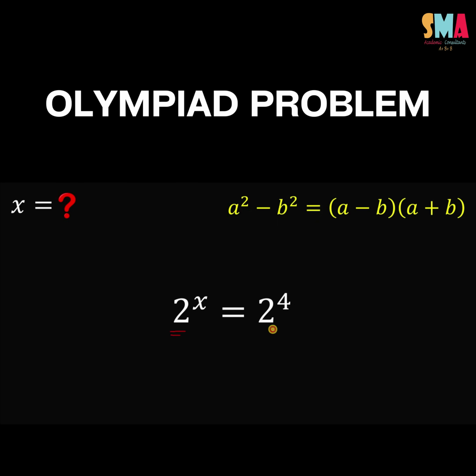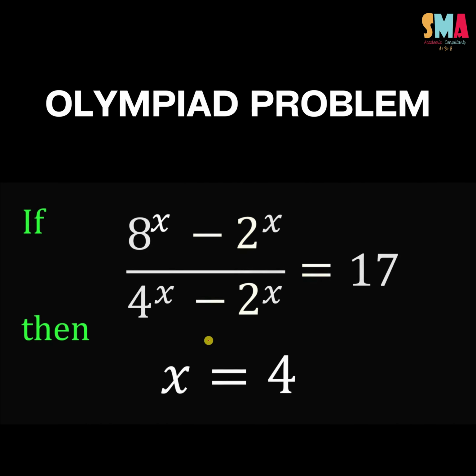Now, we have an equal expression and we have equal bases. It follows that their exponents must be the same. Therefore, we can say that the value of x must be equal to 4. And that's the answer to this question.